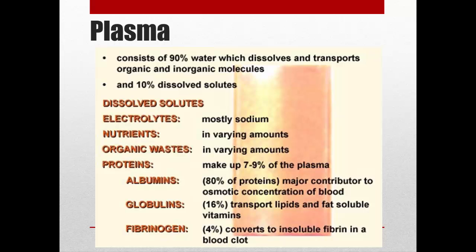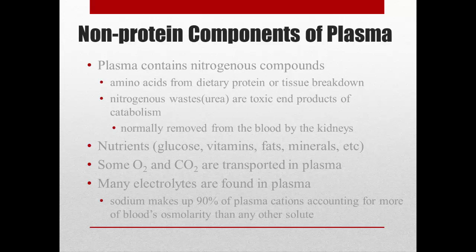Then there's the globulins and fibrinogen, and we'll look at those again. Now, plasma has a composition very similar to interstitial fluid, and so it's going to have that same consistency that you see with any fluid in the body. Now, the non-protein components of plasma are going to include, as I mentioned before, the nitrogenous waste.